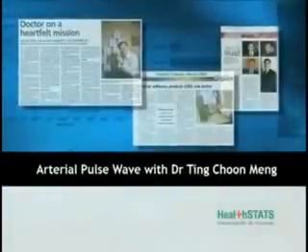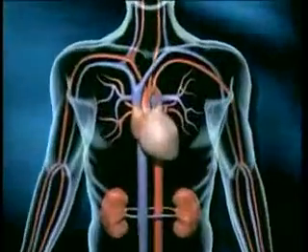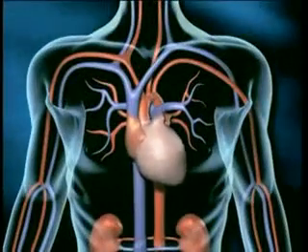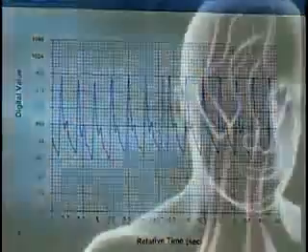Today I'm going to talk to you about a very interesting phenomenon. It's called the pulse wave, the arterial pulse wave. We have to understand how the body generates a pulse wave. And generally what happens is the heart pumps and pushes out blood. When the heart pumps, it generates a pulse wave, which is a contour wave that travels along the arterial tree.